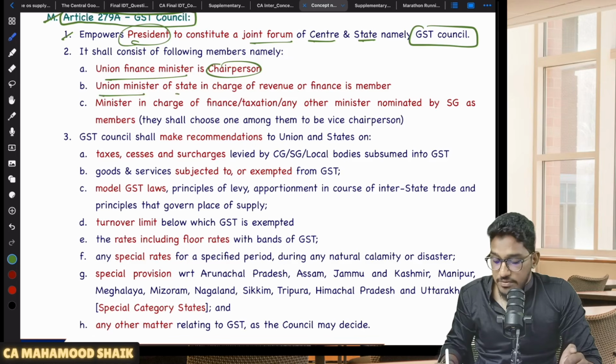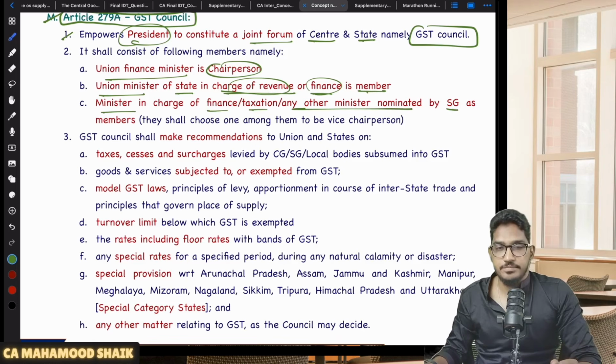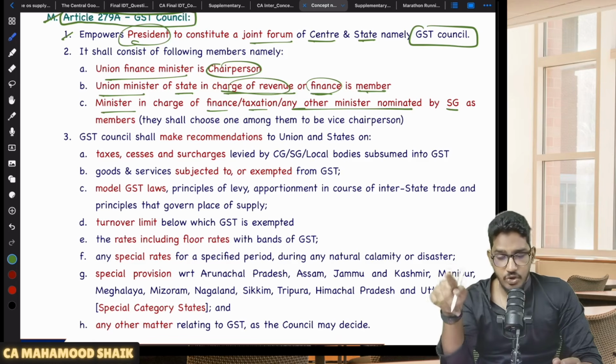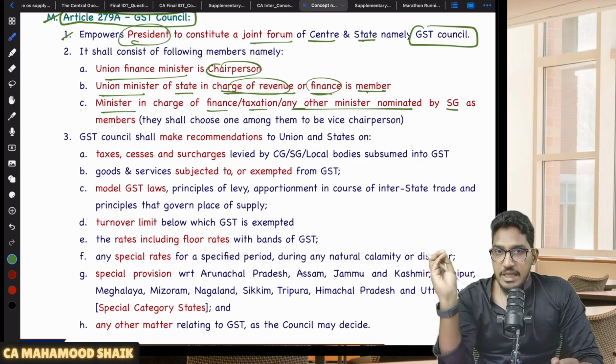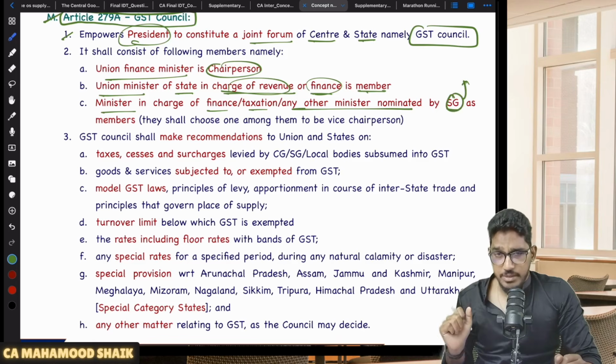And the Union Minister of State, in charge of Revenue or Finance, is a member. Once again, a Union Minister only. Another Union Minister who is in charge of Revenue or Finance will also be a member. Not just that, the Minister in charge of Finance, Taxation or any other minister nominated by the state government. Even the state government will nominate from their respective state either the minister in charge of finance or the tax minister or any other minister. He will also become a member.